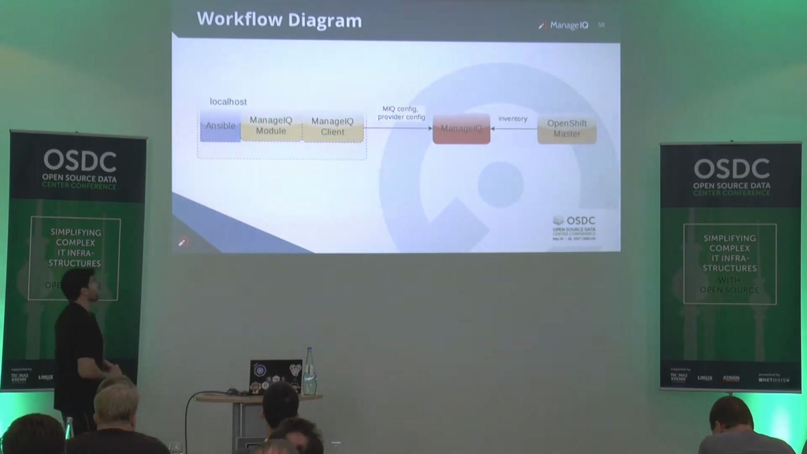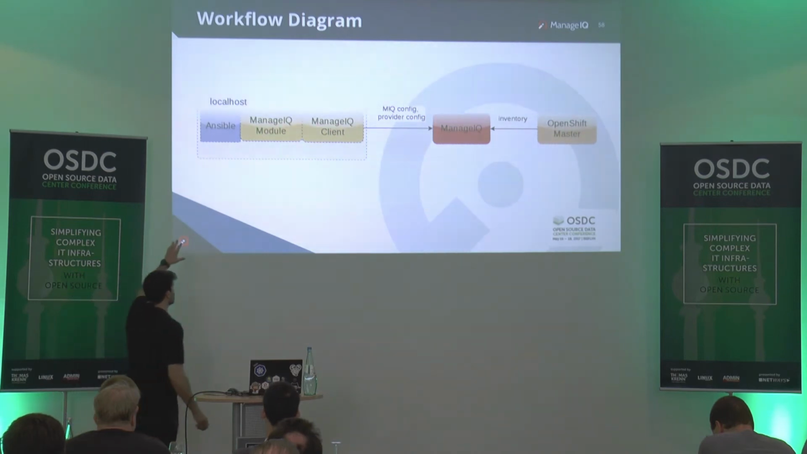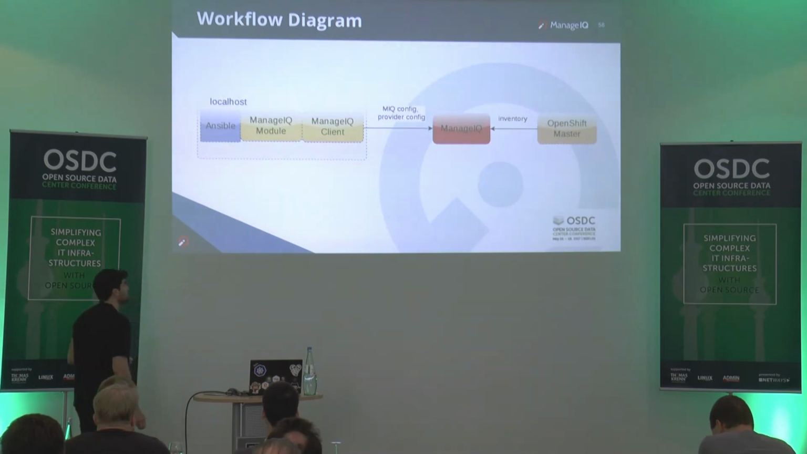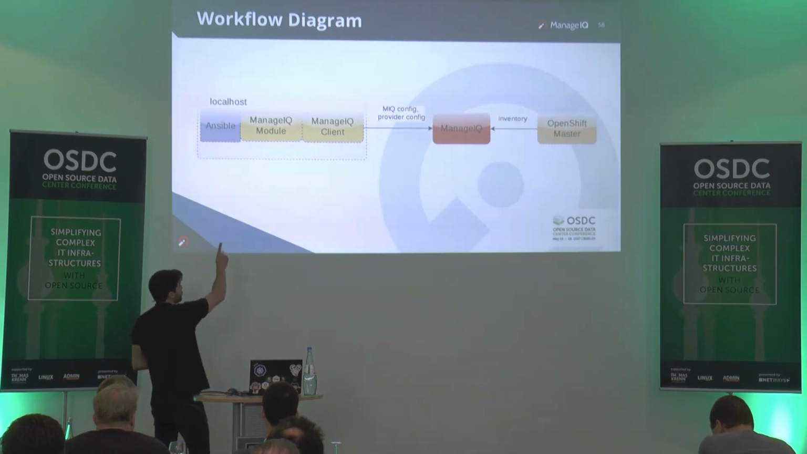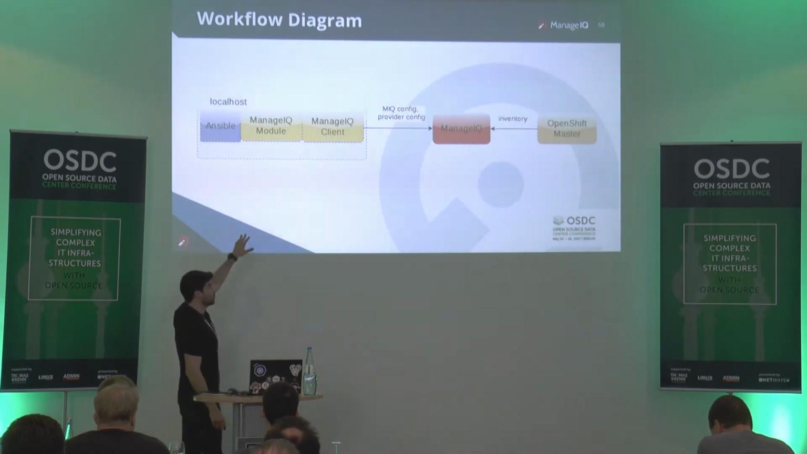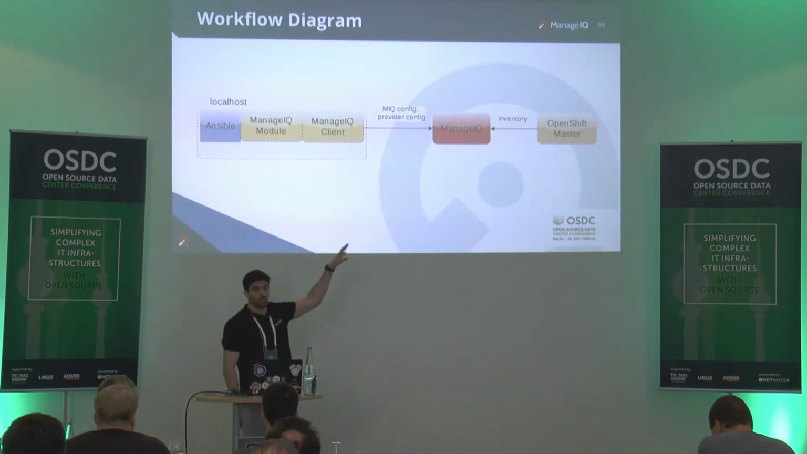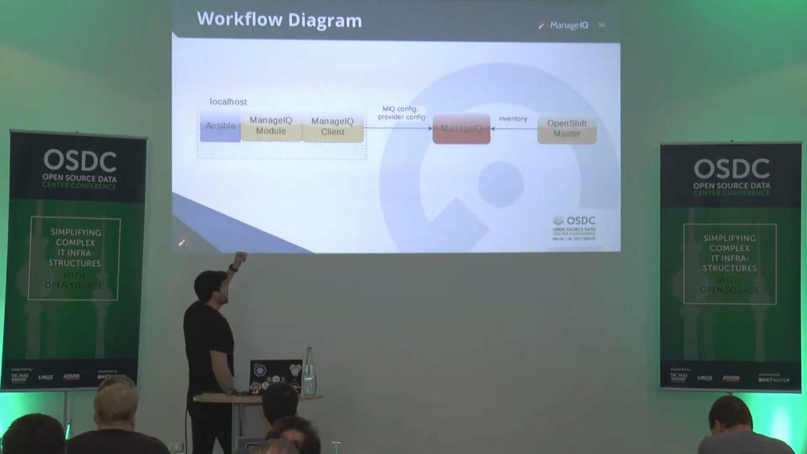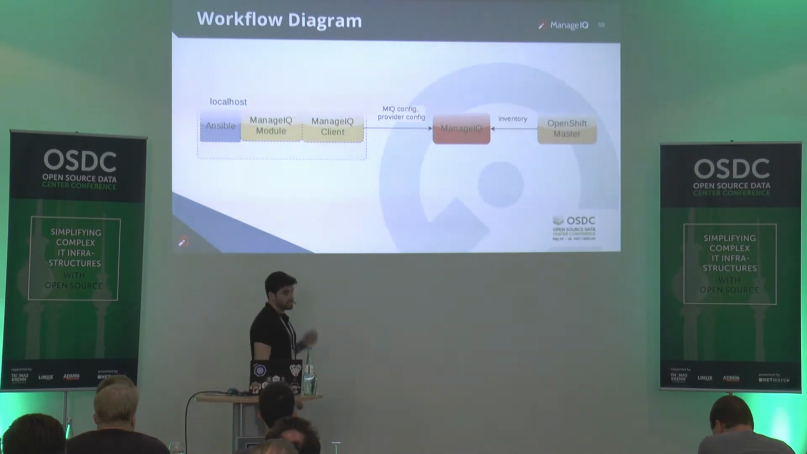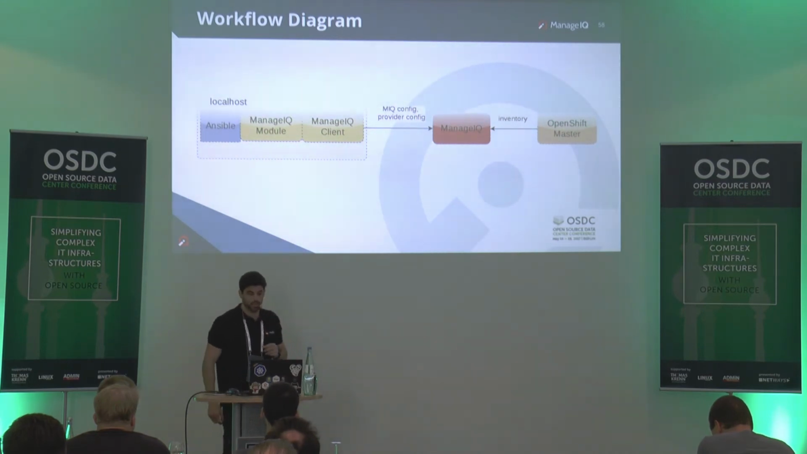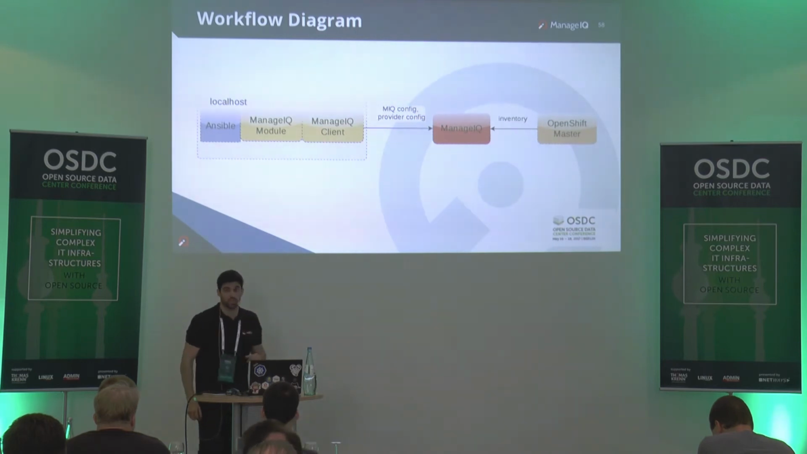So this is the workflow diagram. This is very basic. In a few slides, we'll have another one. Let's say our local host has Ansible on it, a ManageIQ module that we want to work with, and the ManageIQ API client. Now, we can configure from our local host our ManageIQ instance, no matter where it is. We just need to know where it is, or the host name for it. And we can configure ManageIQ or the providers themselves. And from your OpenShift master, from your OpenShift cluster, you get all the inventory inside of ManageIQ.